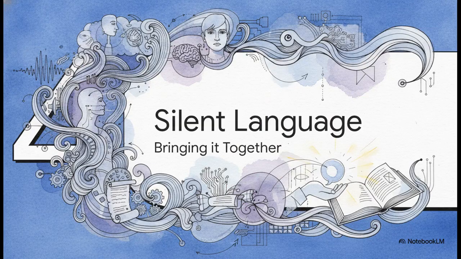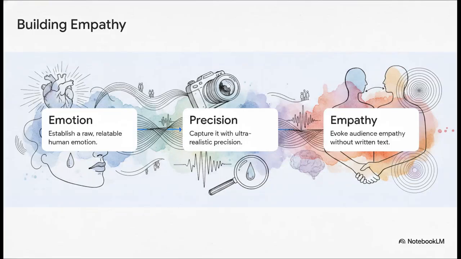Let's wrap things up with Section 4, the silent language revealed, bringing it all together. When you look closely, there's a really clear formula at play in this brief. It's a methodical three-step process. You establish a raw, relatable emotion, you capture it with ultra-realistic precision, and then you evoke a deep, empathetic connection with the viewer. And the crazy part? You do all of that without relying on a single word of written text.